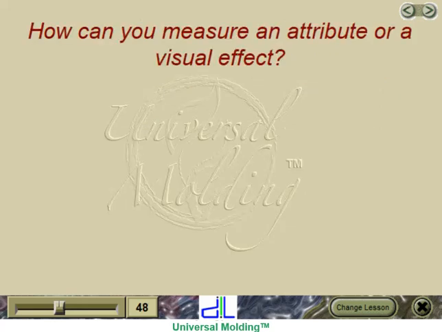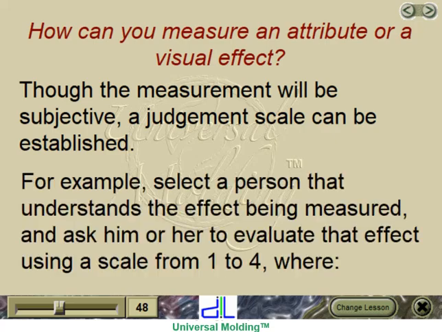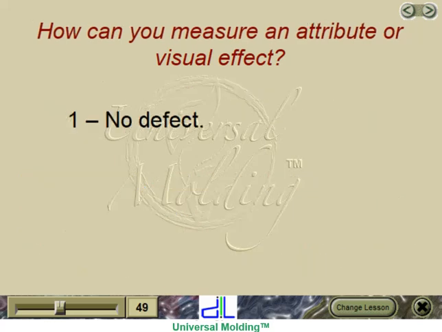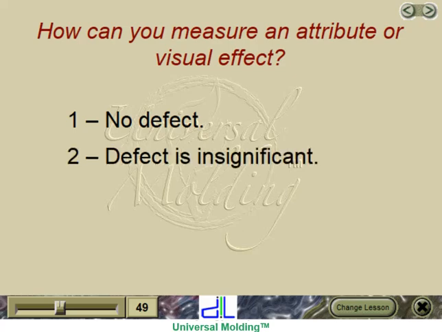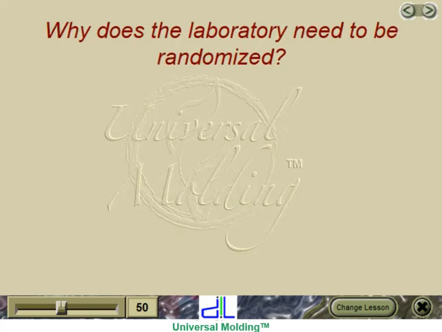How can you measure an attribute or a visual effect? Though the measurement will be subjective, a judgment scale can be established. For example, select a person that understands the effect being measured and ask him or her to evaluate that effect using a scale from 1 to 4, where 1, no defect is detected; 2, the defect is insignificant; 3, the defect is notable; 4, the defect is unacceptable.